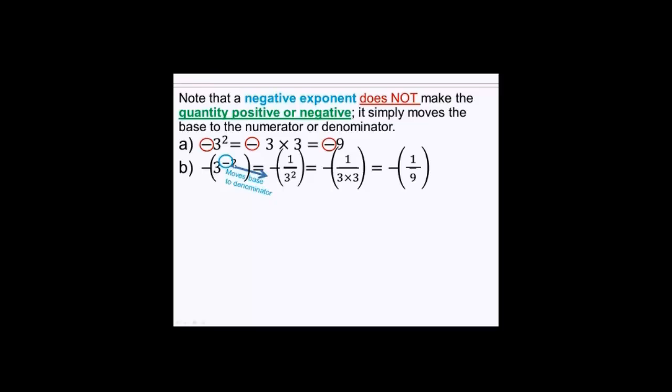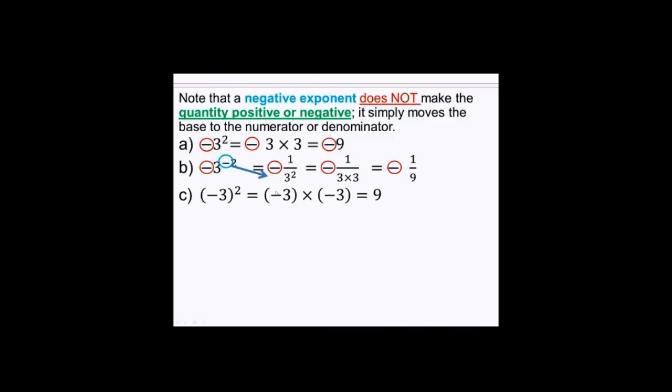You're simply taking this negative exponent and using the meaning of what we define a negative exponent to be. We said that a base to a negative exponent is 1 over the base to a positive exponent. And we know how to evaluate 3 squared. It's going to be 3 times 3, or 9. And that negative sign is going to be a part of the answer because it's outside the brackets.